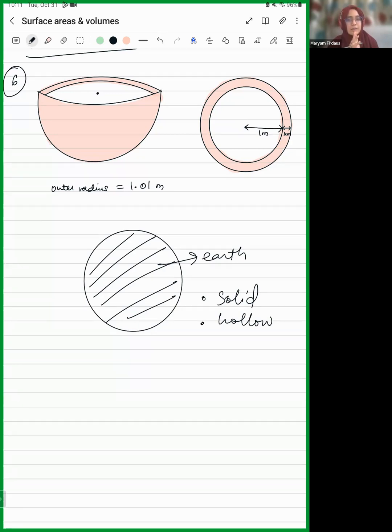Yes, Avni was saying something. Can we find it by subtracting the inner volume from the outer volume? Yeah, that is what we're going to do.